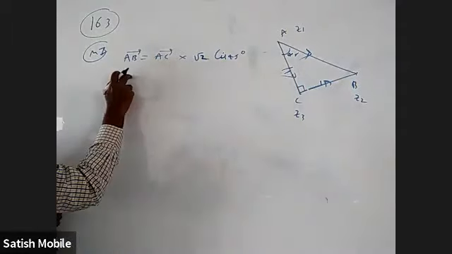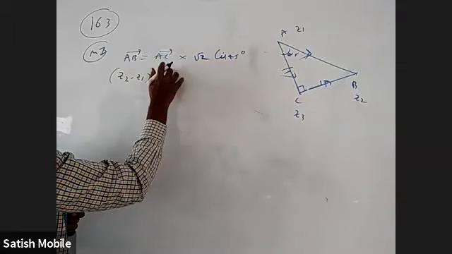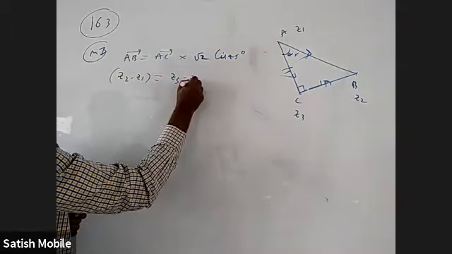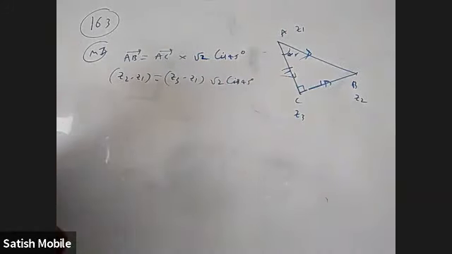What is AB bar? OB minus OA. Z2 minus Z1. And what is AC? OC minus OA. Z3 minus Z1 into root 2 cis 45. Okay, good.